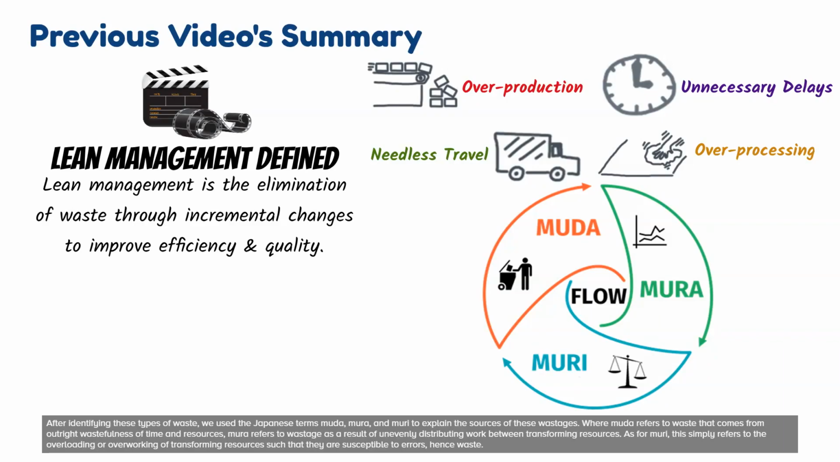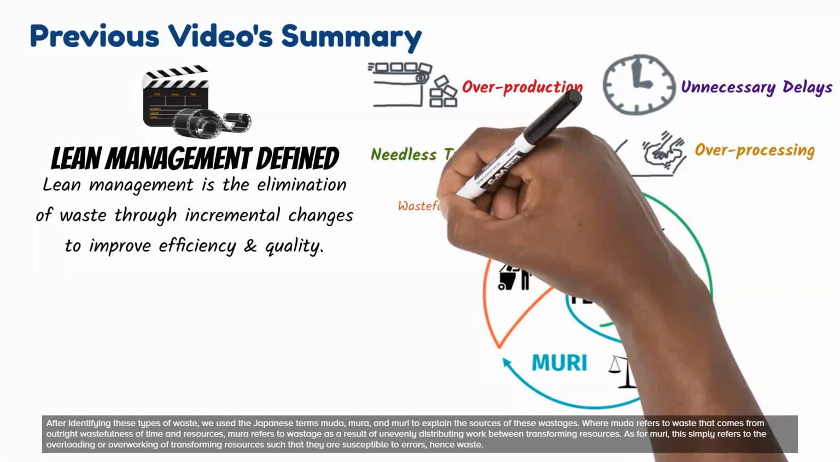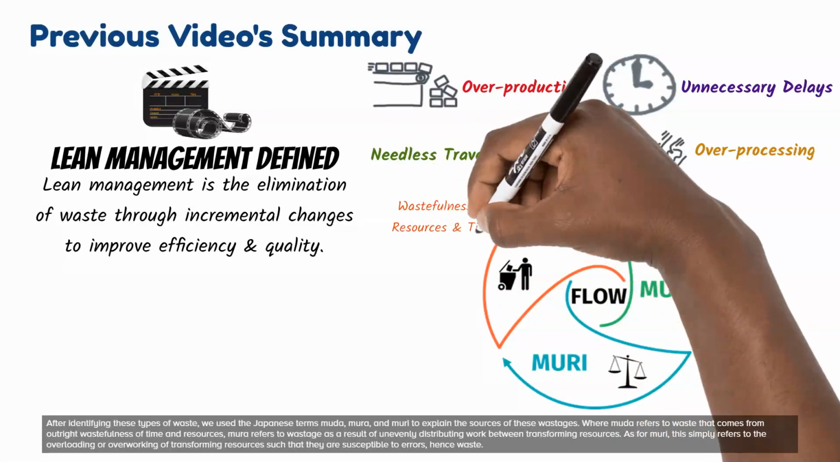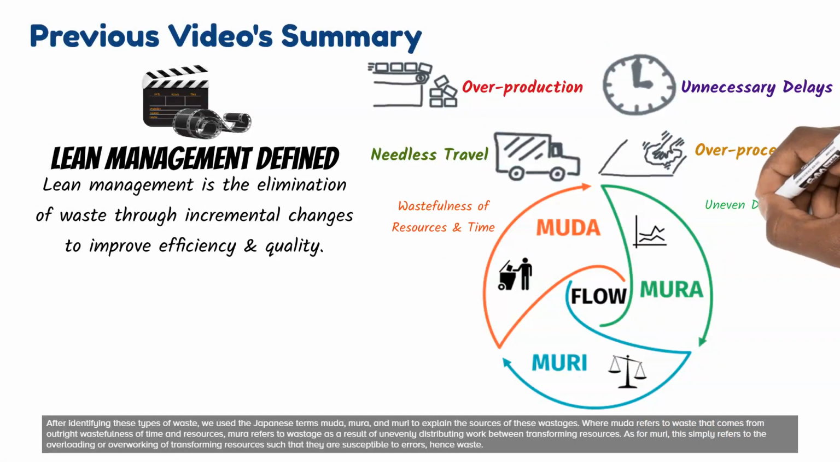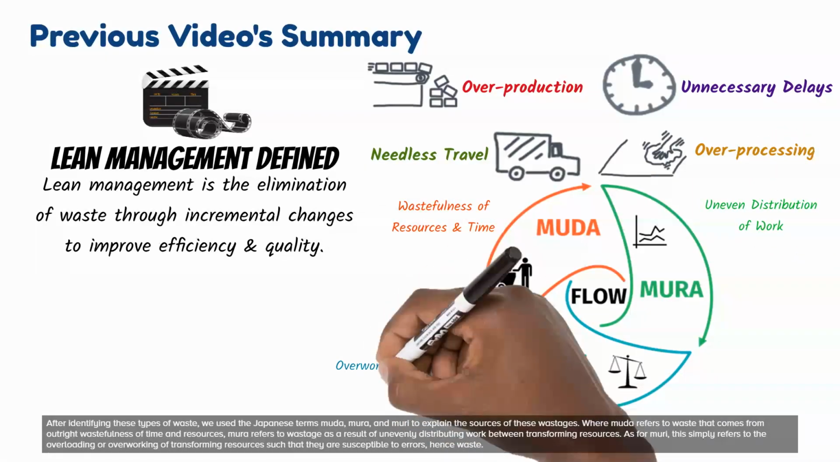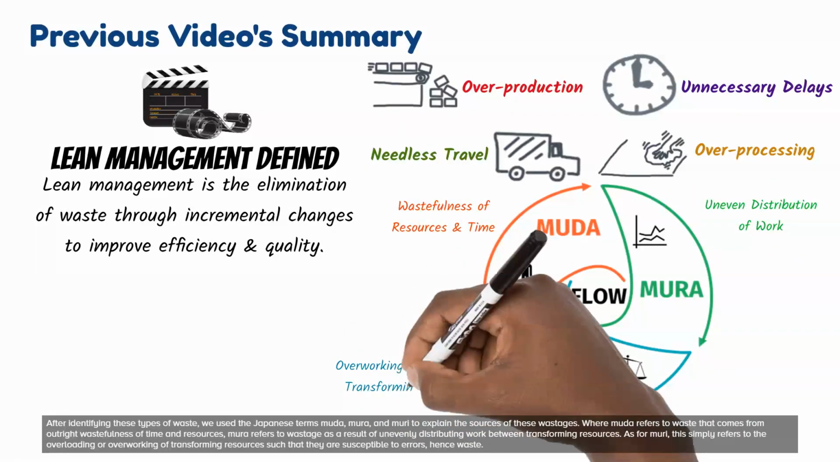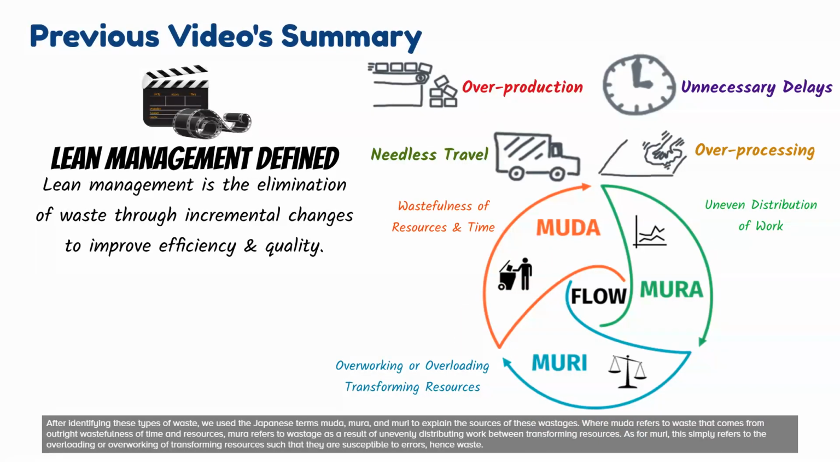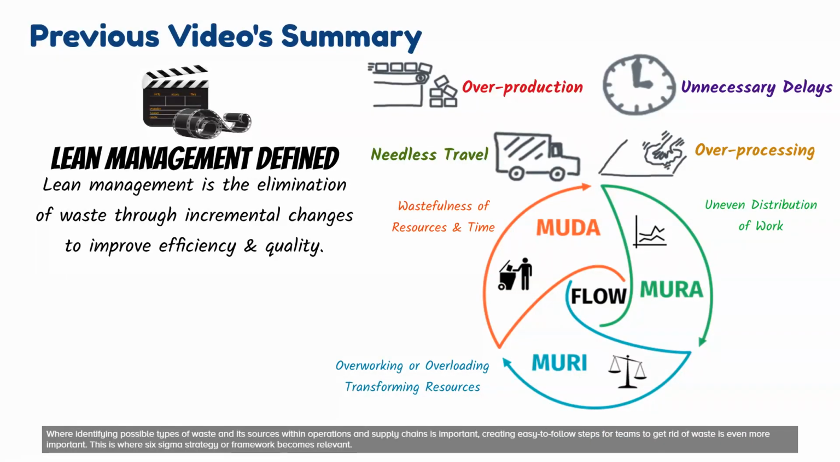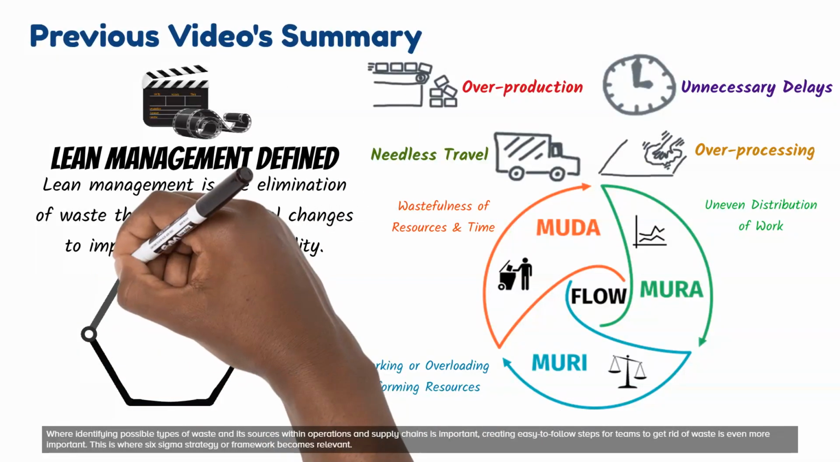Where muda refers to waste that comes from outright wastefulness of time and resources, mura refers to wastage as a result of unevenly distributing work between transforming resources. As for muri, this simply refers to the overloading or overworking of transforming resources such that they are susceptible to errors, hence waste.